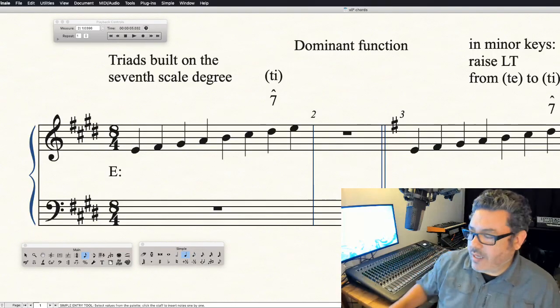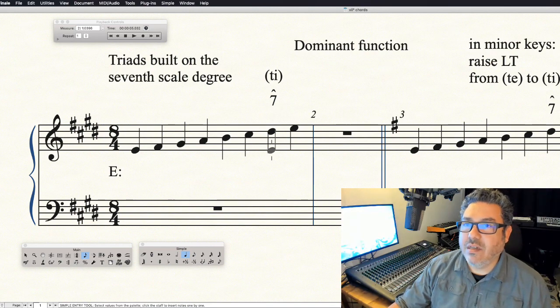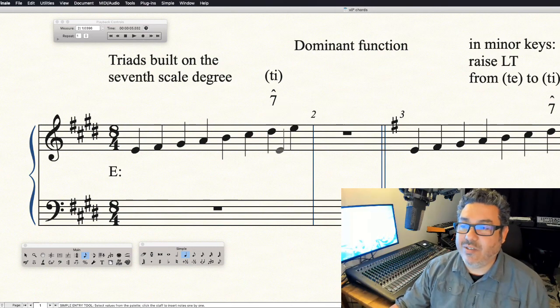All right, let's get started. Today we're going to work on leading tone triads, the triad that's built on the 7th scale degree. So looking at the first example here we have an E major scale, starting on E, ending on E, and this 7th scale degree is the leading tone. And it's the leading tone because it's a half a step from E. So a half a step down from E is D sharp.